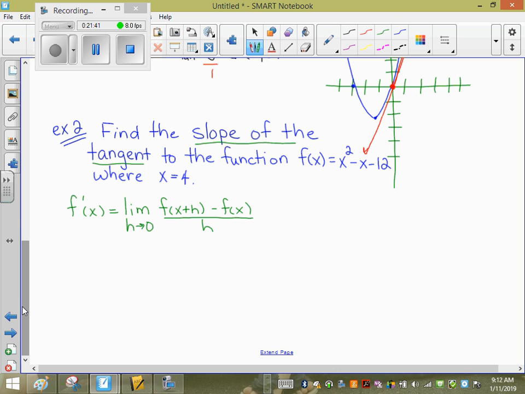So let's fill in what we know. f prime of x equals the limit as h goes to 0. f of x plus h, what does that mean again? x plus h every time there's an x. I'm just going to do it off to the side to prove again what it is. So for f of x plus h in this instance, we fill in x plus h for all the x's. We get (x plus h) squared minus (x plus h) minus 12, and that goes in for f of x plus h.